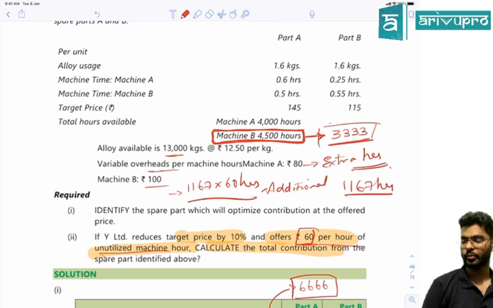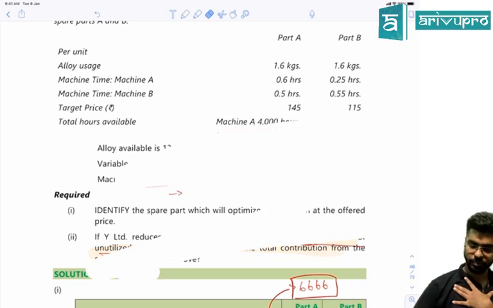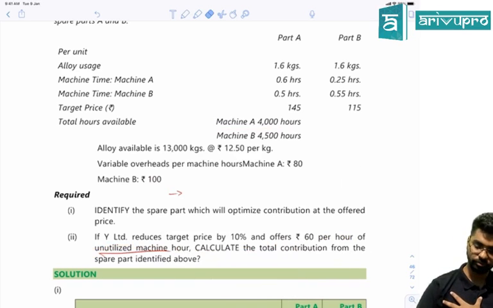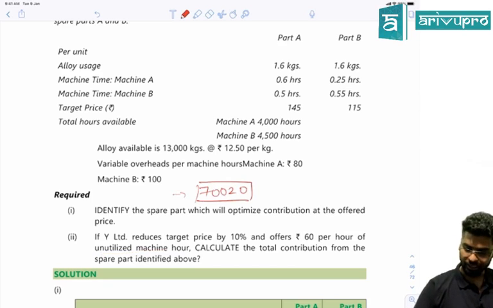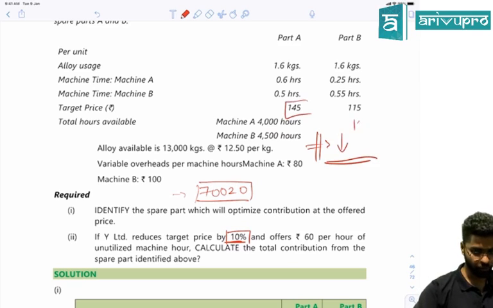Priyanka, did you understand now? Everyone, did you understand? Okay. But what is happening? My selling price is reducing by 10%. If my selling price reduces by 10%, from 145 it is reducing by 14.5. Selling price reduces by 14.5.